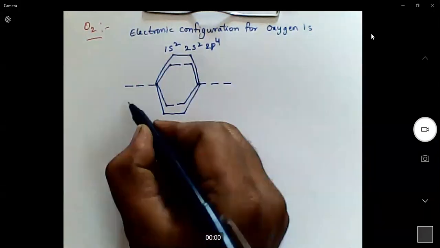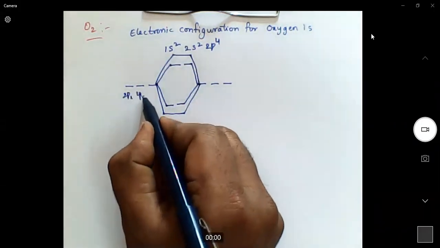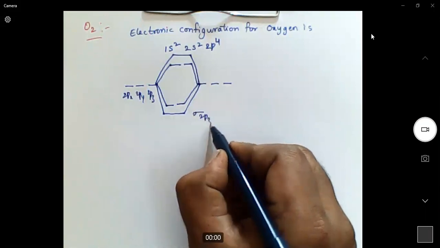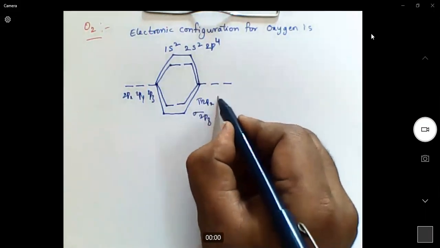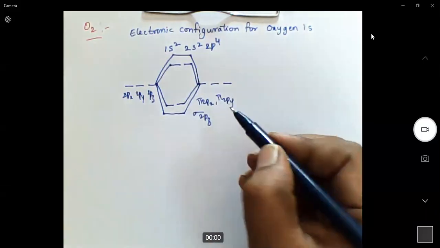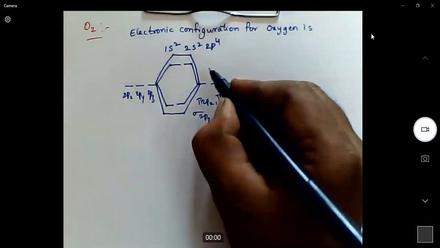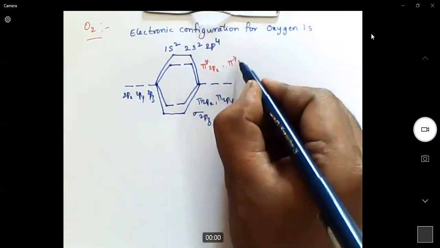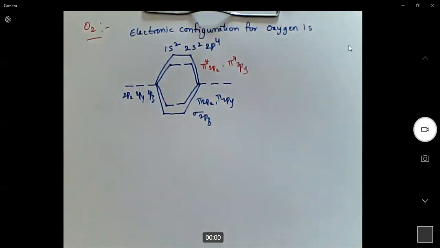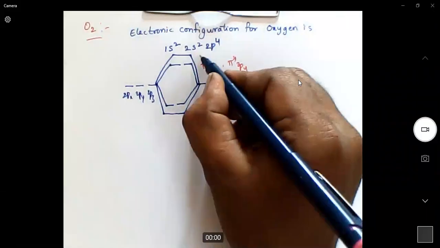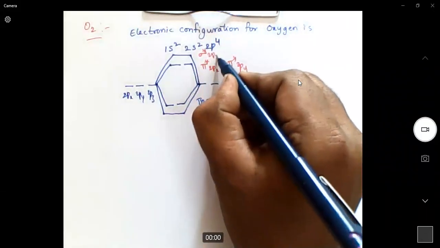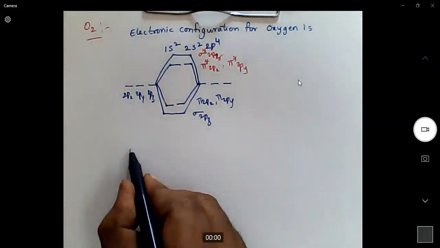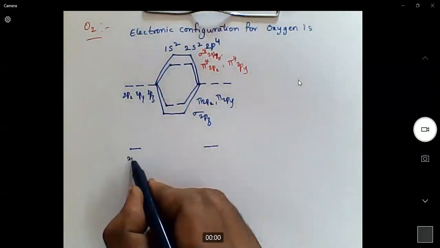For oxygen, as I said, it is 2px, 2py, 2pz. So the order is sigma 2pz, pi 2px, comma pi 2py. Now the anti-bonding orbitals, pi star 2px, comma pi star 2py. This is sigma star 2pz. And below we have 2s orbital. This is 2s orbital.